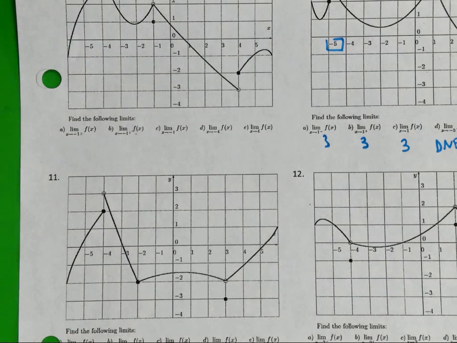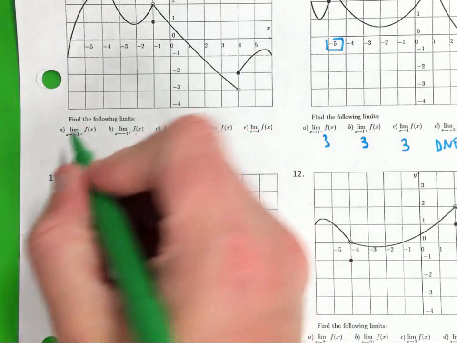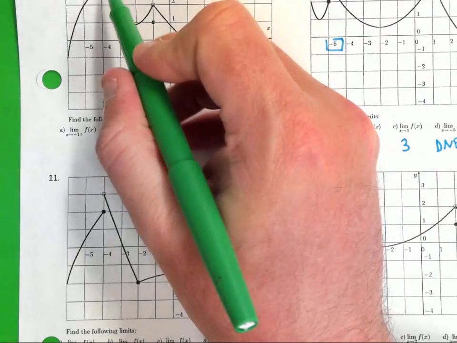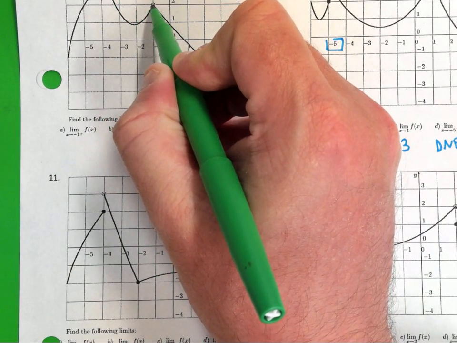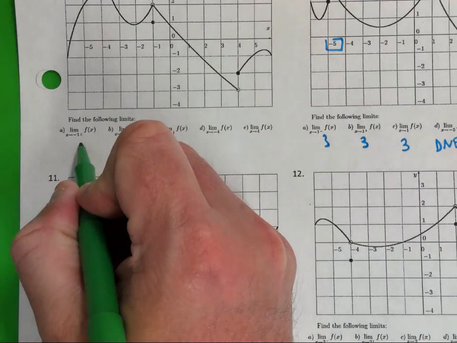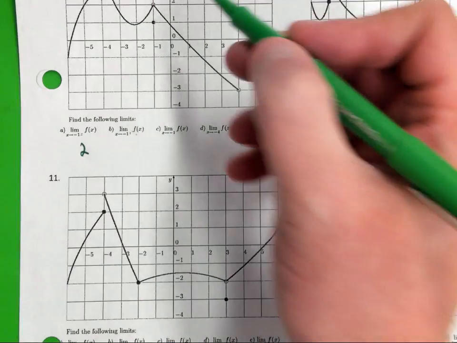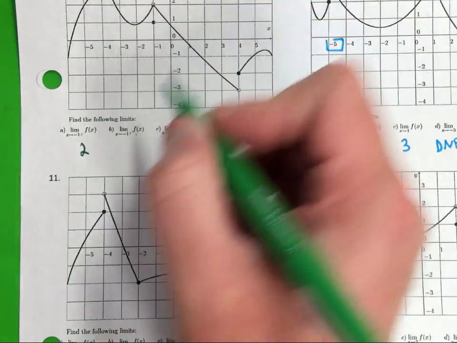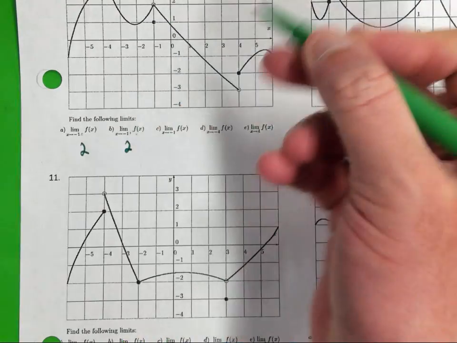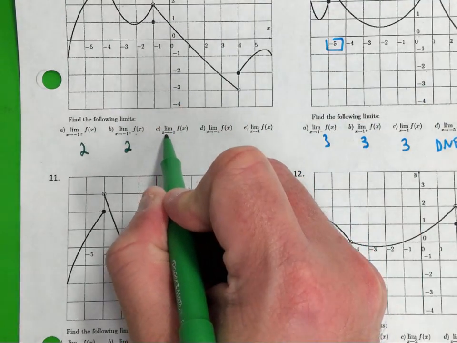Let's look at number 9. The limit as x approaches -1, is that to the left? Yeah, to the left. As I come from the left, what value is it approaching? 2. Do y'all see that? Alright. Here, as I go from the right, what value is it approaching? 2. Now, this says the limit as x approaches -1.